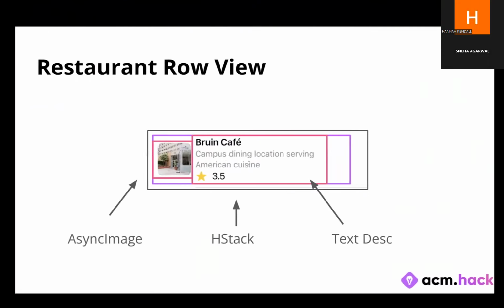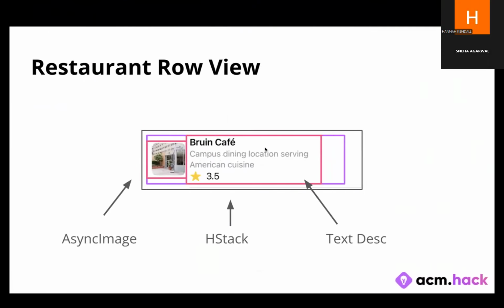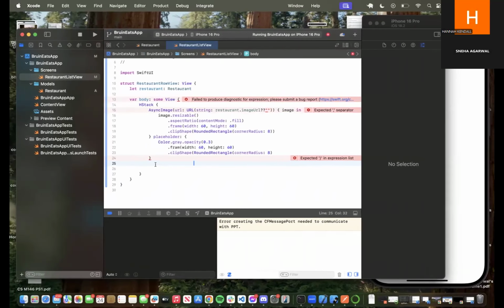Okay, so now that we have our image, the next component that we have in our view is our text, and our text is also further split up into a vertical stack. So I'm going to have after this a VStack.